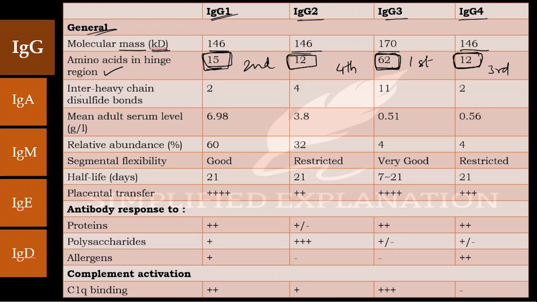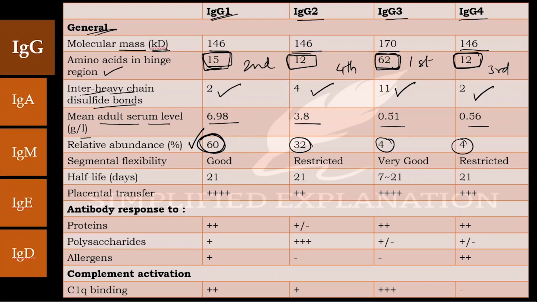Inter heavy chain disulfide bonds: it's having 2 disulfide bonds, 4 disulfide bonds, 11 and again 2. Mean adult serum level in gram per liter: 6.98, 3.8, 0.51, 0.56. Relative abundance: 60%, 32%, 4% and 4%. If we see the segmental flexibility, it's good in IgG1, restricted in IgG2, very good in IgG3 and restricted in IgG4. Half-life: 21, 21, and 7 to 21, 21.